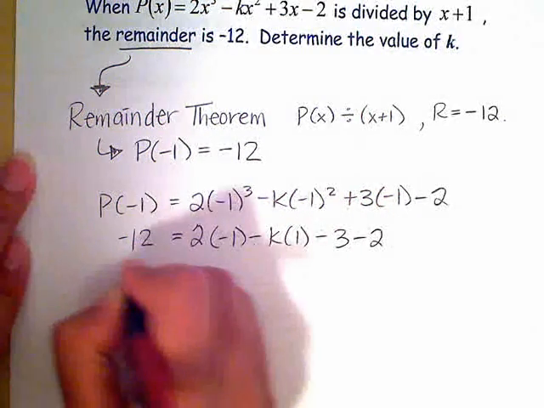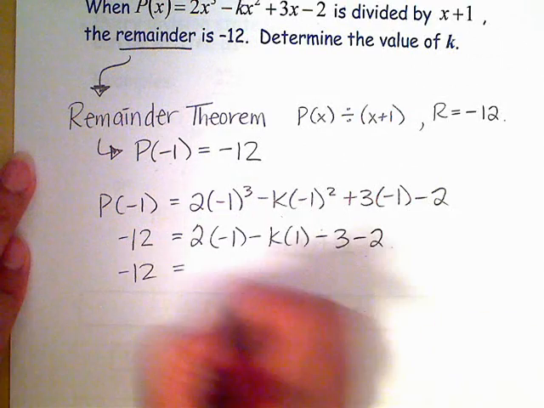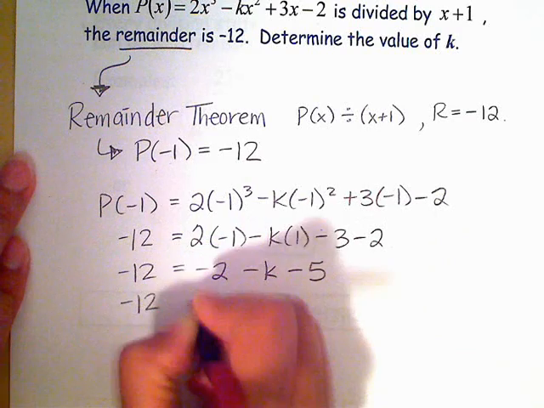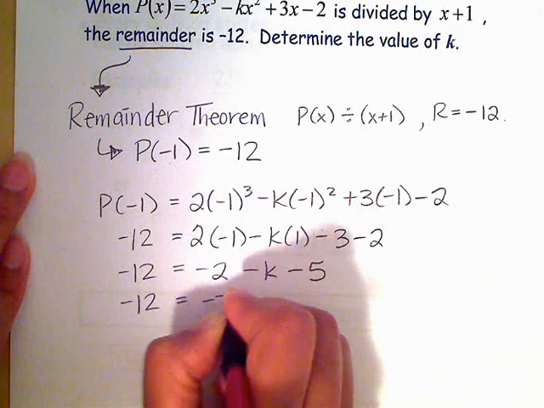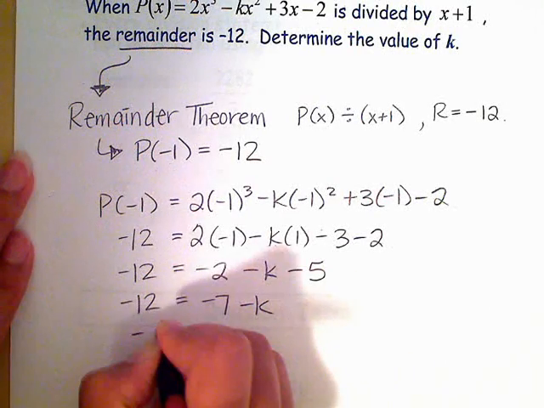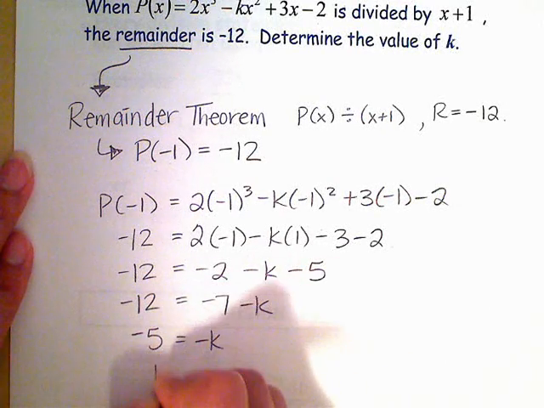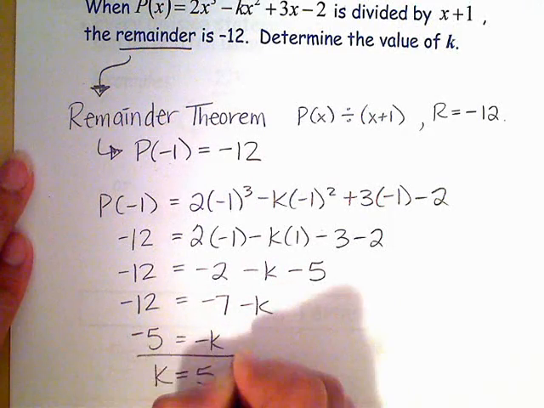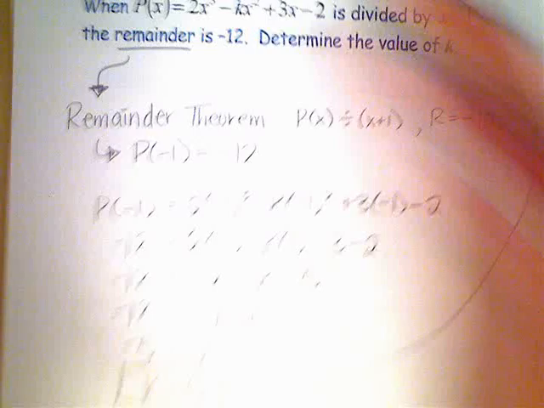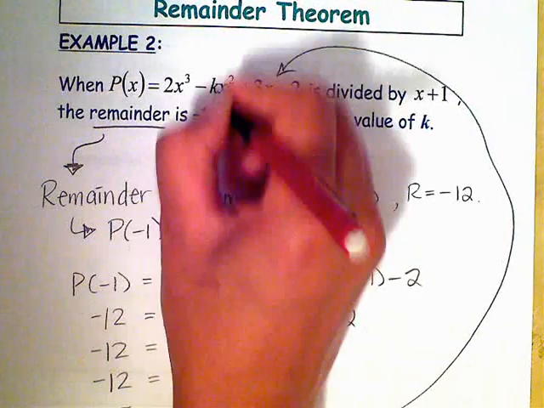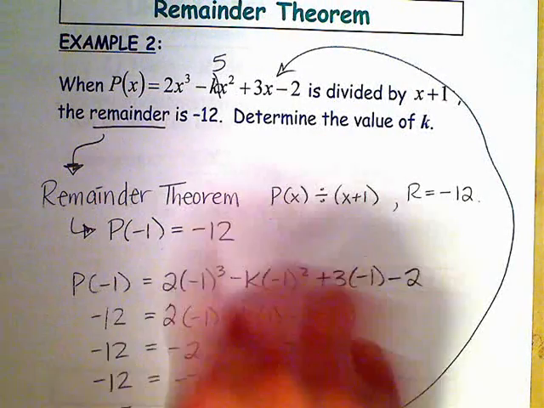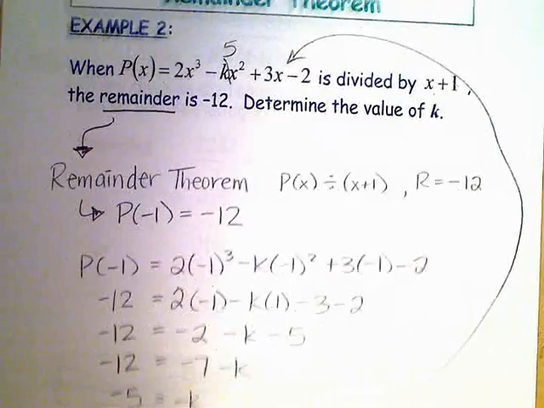Then I'm going to continue to evaluate the right hand side. I get negative 2 minus k minus 5, which is negative 12 equal to negative 7 minus k. And now from here I can just solve for k. I'll add 7 to both sides to get negative 5 equals negative k, which means k is equal to 5. Okay, and if I plug in k equal to 5 into the original polynomial, so if I replace this with 5, then I should be able to check my work by actually doing long division to see that the remainder is negative 12. Okay, so the answer was k equal to 5.